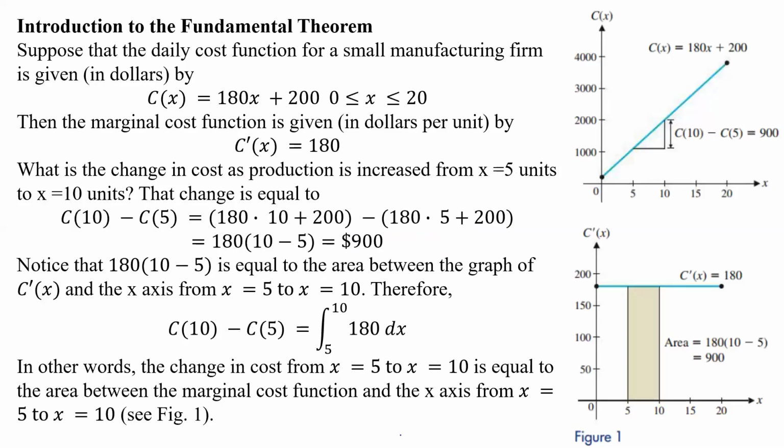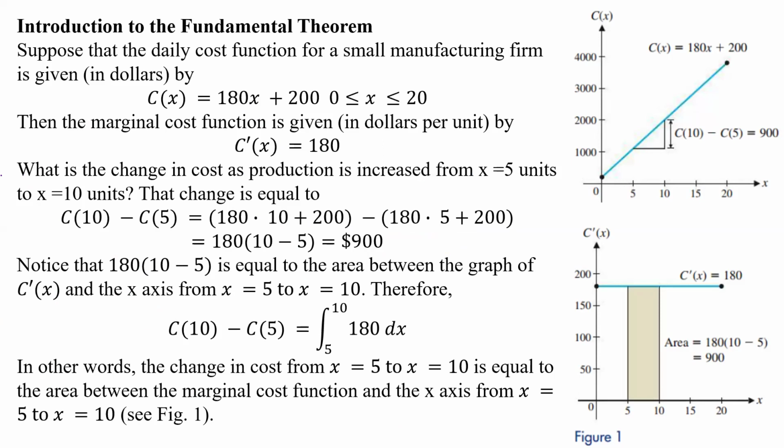All right, so here we have the introduction to the fundamental theorem. So suppose the daily cost function for a small manufacturing firm is given in dollars by C of x equals 180x plus 200, where x is between 0 and 20. Then the marginal cost, remember that's the derivative, is given by C prime of x is equal to 180. So when you take the derivative of the 180x, that just goes to 180.